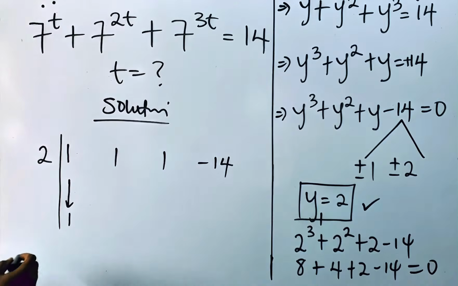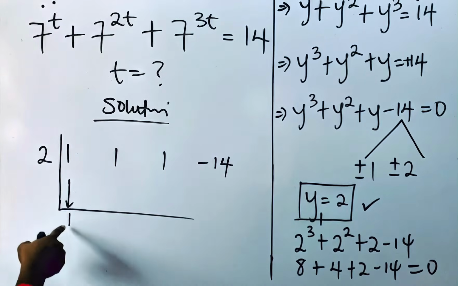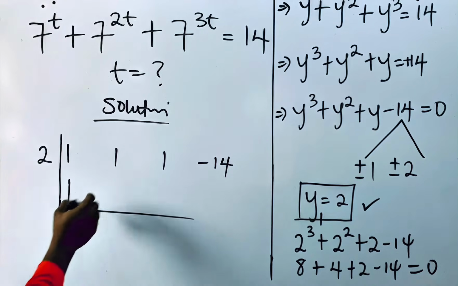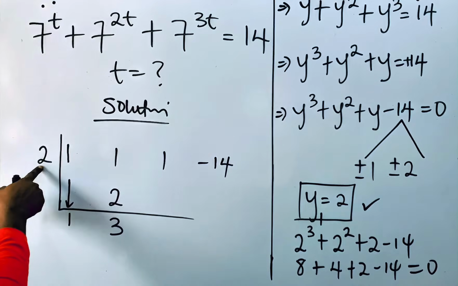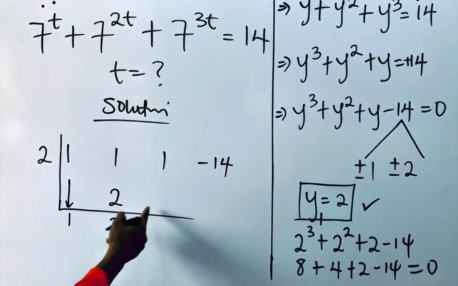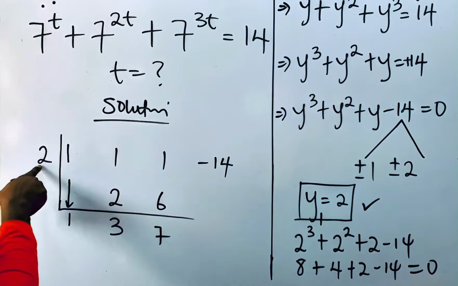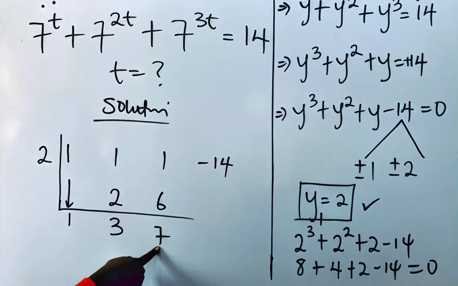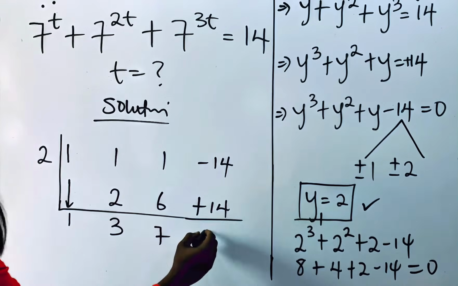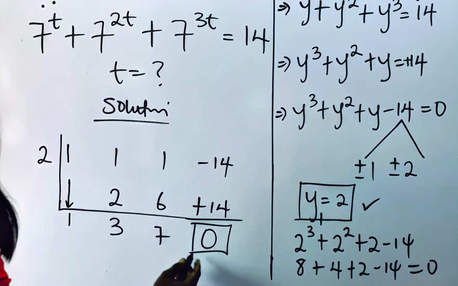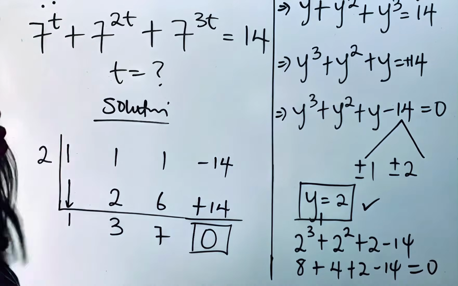What we do now is repeatedly multiply and then add. We have already brought this one down. So 1 times this gives us 2. You write 2 here, then add this, it gives you 3. Repeat again. 2 times 3 gives us 6. Write it here, then add this, it gives us 7. Go again. 2 times 7 gives us 14. You write it here and it's positive. So add this and this, it gives you 0. This 0 shows that this y we got as 2 is a true solution.